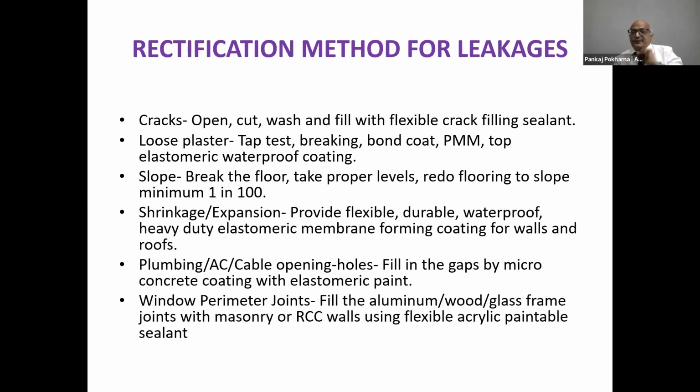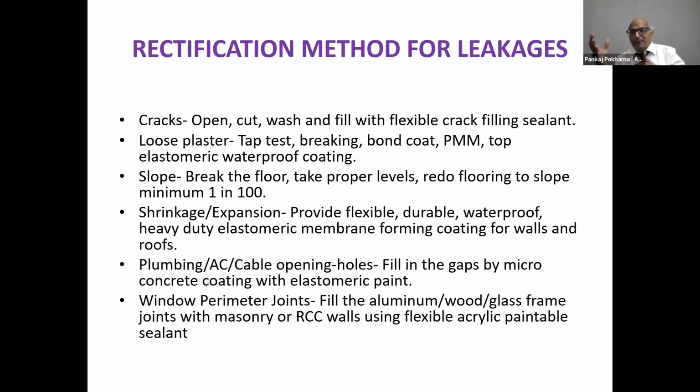Then whenever you see that shrinkage, expansion, all those types of things are happening, major leakages come due to those parameters. So for all the terraces and external walls, we always recommend a waterproof coating. The waterproof coating should have the following properties. It should be heavy duty, it should be elastic so that it can expand and contract, it should be water resistant, it should be UV resistant, and it should be resistant to algae and fungi growth.